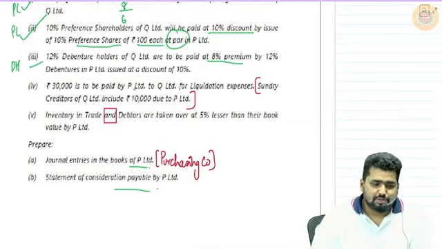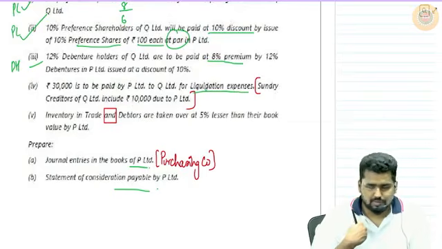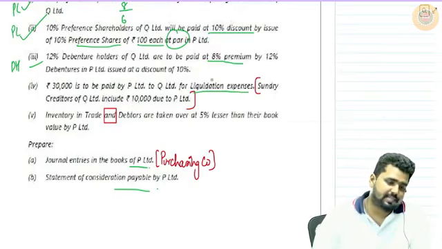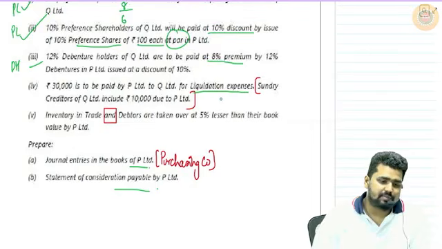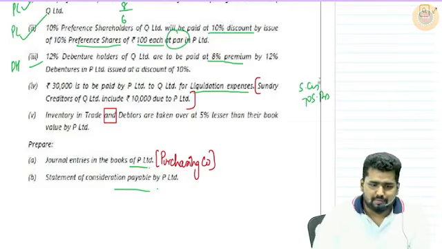And 30,000 is to be paid by P limited to Q limited for liquidation expense. Correct? So purchasing company is paying the liquidation expenses. Clear? Okay, this is liquidation expense. And one more point is this: sundry creditors of Q limited include 10,000 due to P limited. What is the entry we have to pass to eliminate sundry creditors against sundry debtors? Sundry creditors of Q limited, and this will be what limited? P limited. What is the amount? 10,000. So you have to eliminate only what?